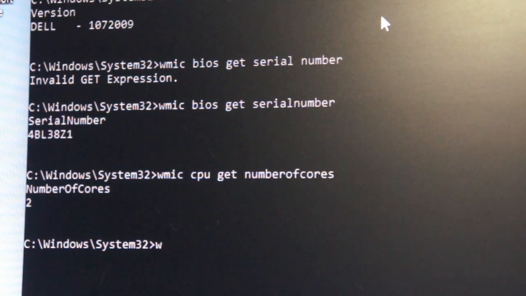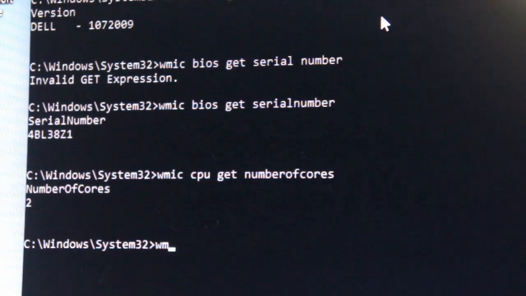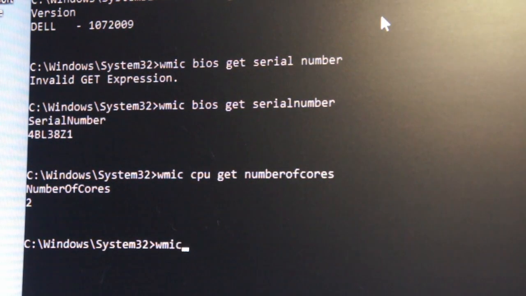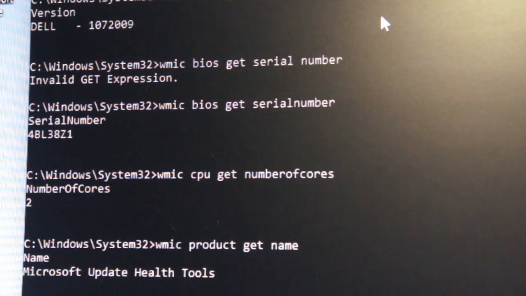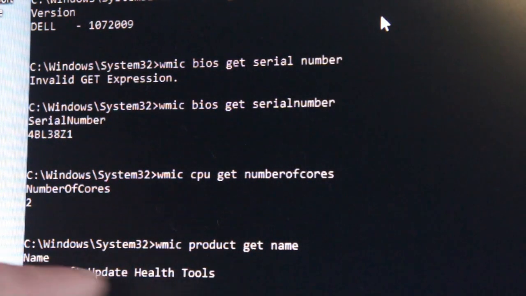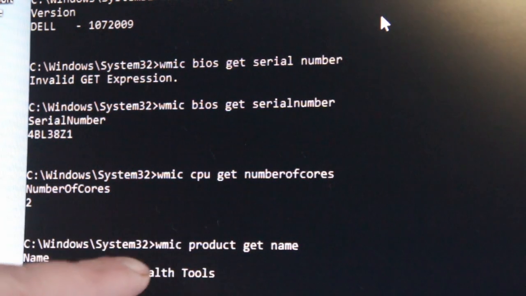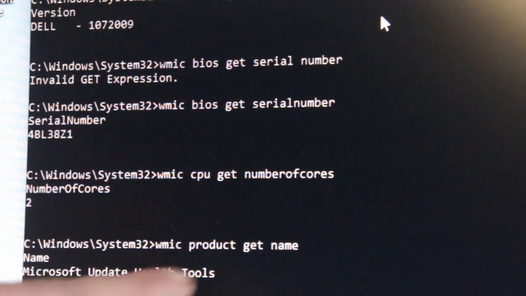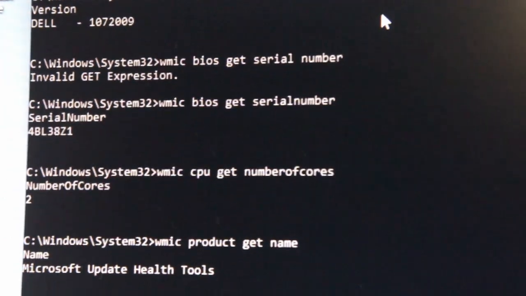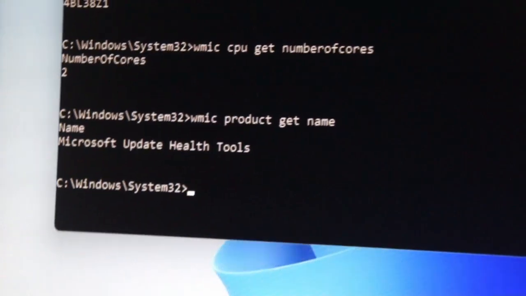So another one is WMIC product get name. So it just tells you what's loaded to this machine, and all that's loaded to this machine at the minute is Microsoft Update Health Tools. That can be useful though.